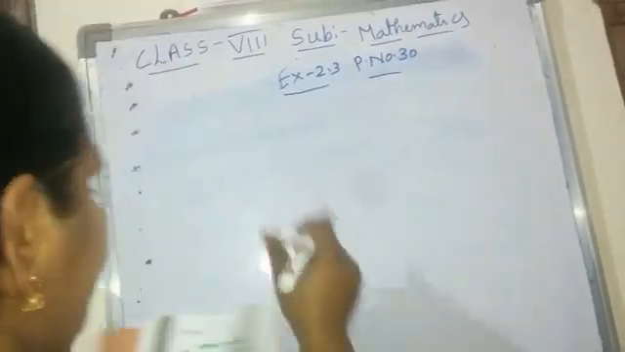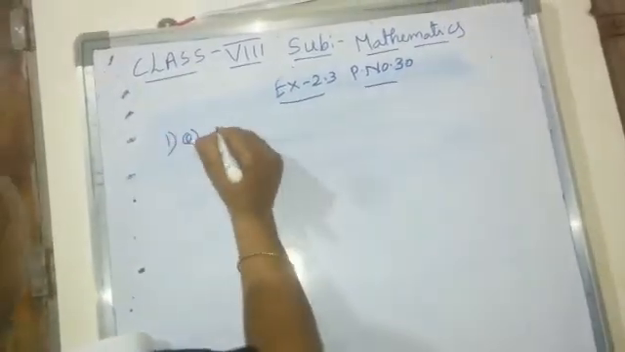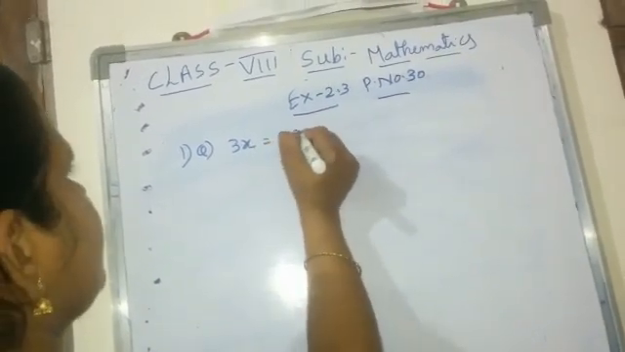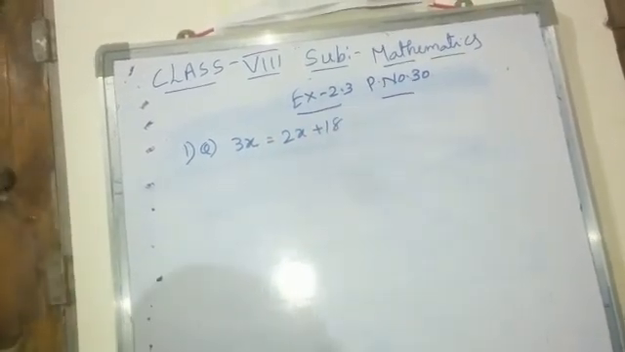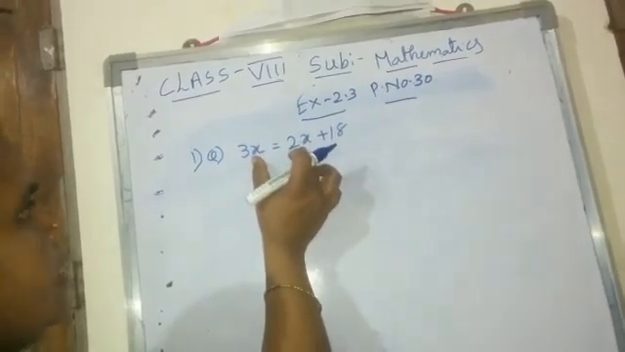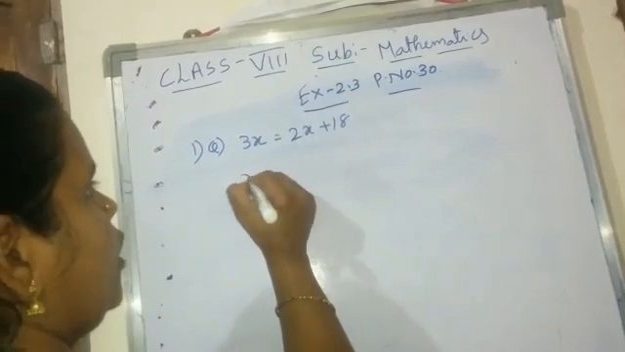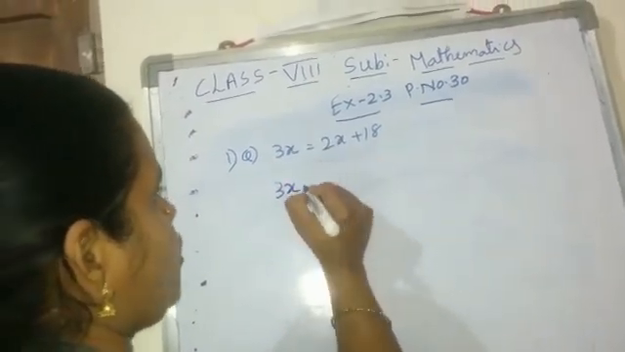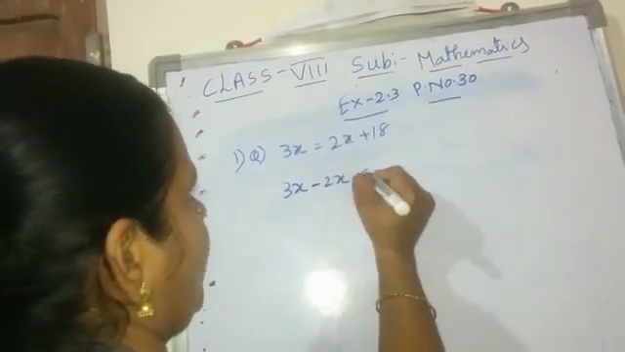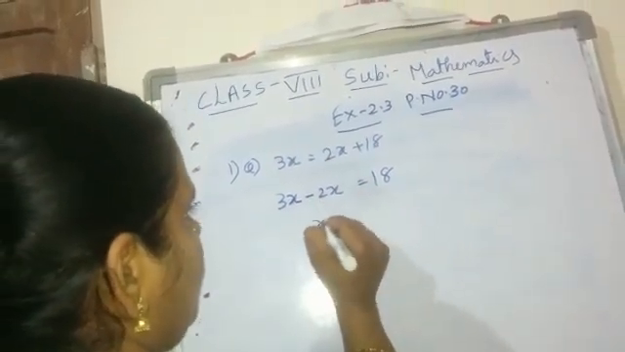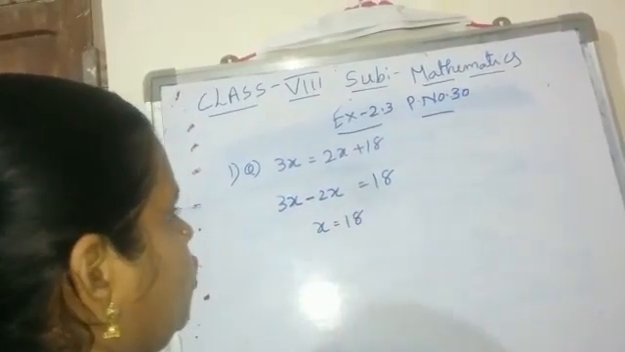See first question, 3x is equal to 2x plus 18. Now see children, variable on both sides. Write all variables on one side and constants on the other side. So 3x equals 2x plus 18, transposing 2x becomes minus 2x. 3x minus 2x is equal to 18, so x is equal to 18.